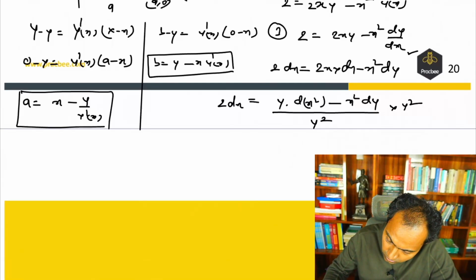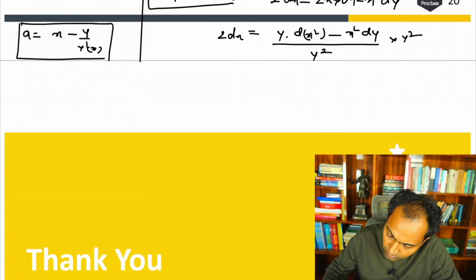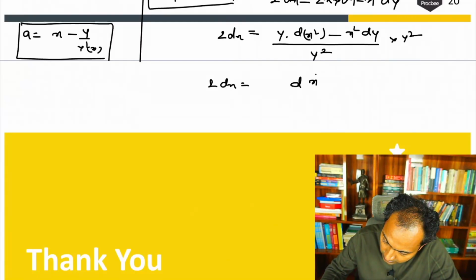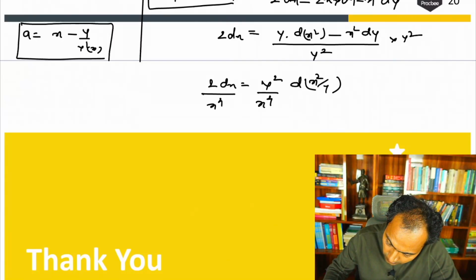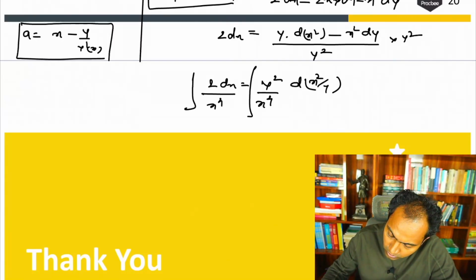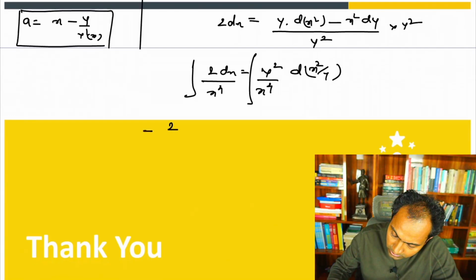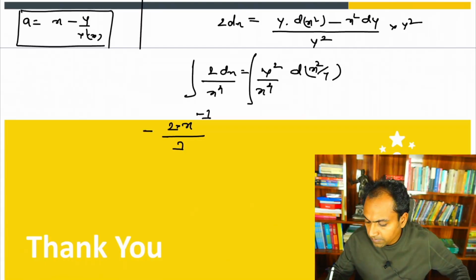And what we have is 2 dx. If I simplify this, let us see what we get. So 2 dx will be equal to d of x square by y into y square. In order to get this term, I will have to divide by x raised to the power 4. Now if we integrate, we should be able to get the answer. Left hand side is quite simple. This becomes 2 into x raised to the power minus 3 by 3 with a negative sign.